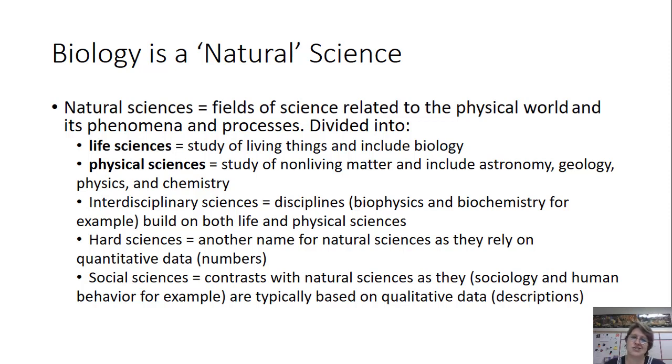Hard sciences is really another name for natural sciences, because these natural sciences are going to rely on what we call quantitative data, or usually hard data or numbers. But social sciences are going to be a contrast, as these rely on typically qualitative data or descriptions. So this would be sociology and human behavior. You're not going to have quantitative data in those sciences.